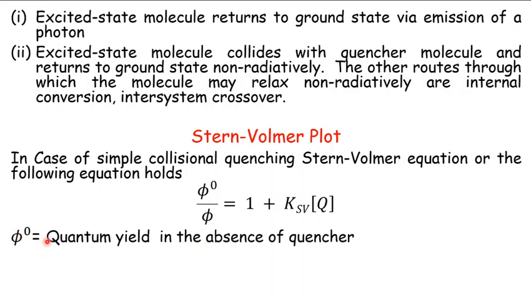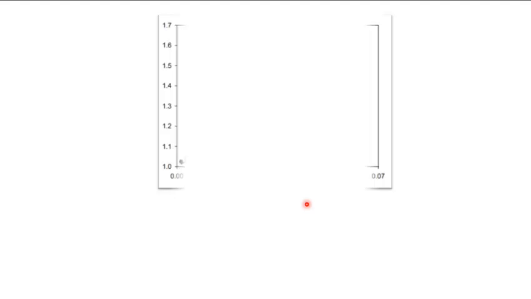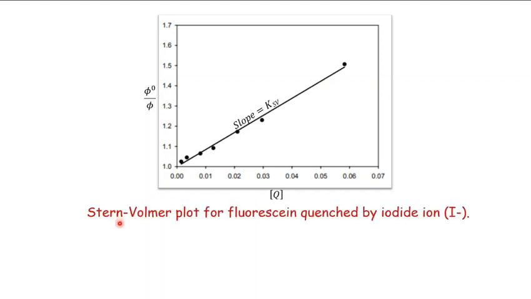This phi zero, as discussed, is the quantum yield in the absence of quencher, phi is the quantum yield in the presence of quencher, and this KSV is the Stern-Volmer constant. This is the plot, phi 0 by phi plotted against quencher concentration, and we get a straight line where the slope is this Stern-Volmer constant and the intercept on the y-axis is 1, as we have already seen in the equation, and we will understand it as the lecture proceeds.